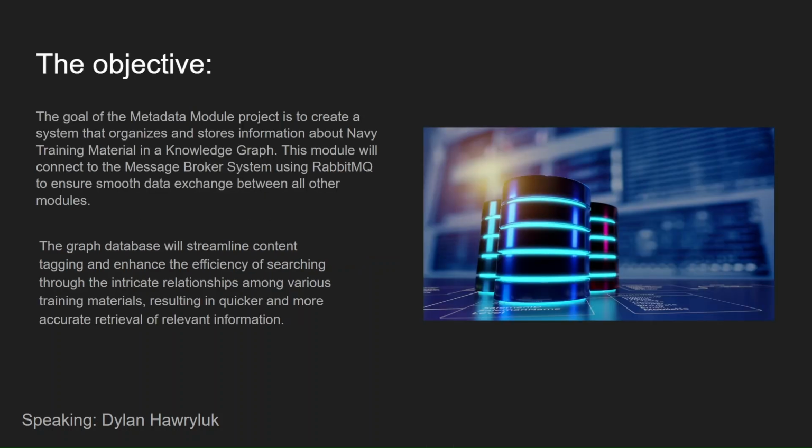The objective and goal of the Metadata module is to create a system that organizes and stores information about Navy training material in a knowledge graph. This module will connect to the message broker system using RabbitMQ to ensure smooth data exchange between all other modules. The graph database will streamline content tagging and enhance the efficiency of searching through the intricate relationships among various training materials, resulting in quicker and more accurate retrieval of relevant information.